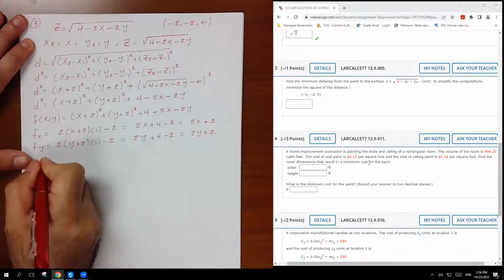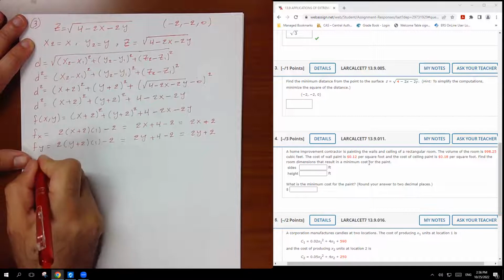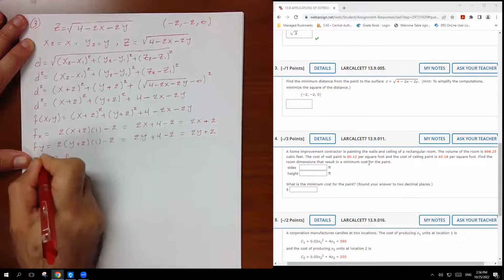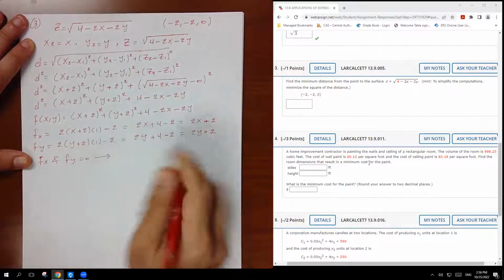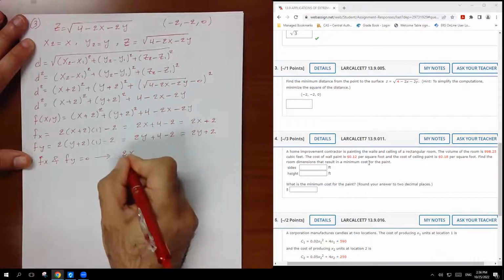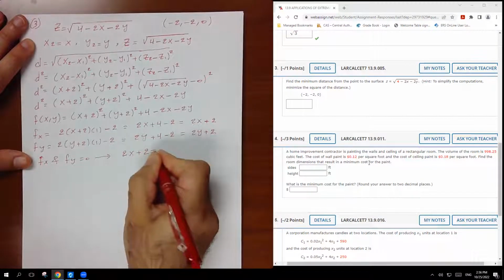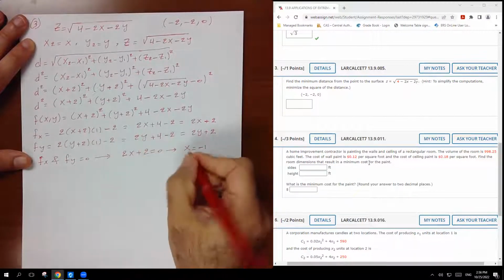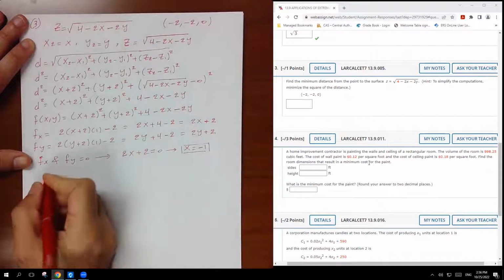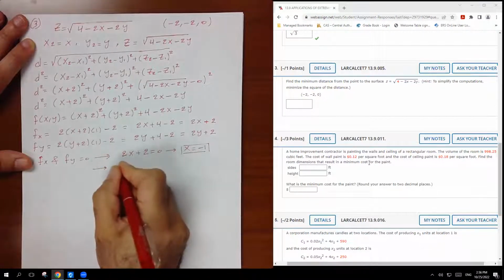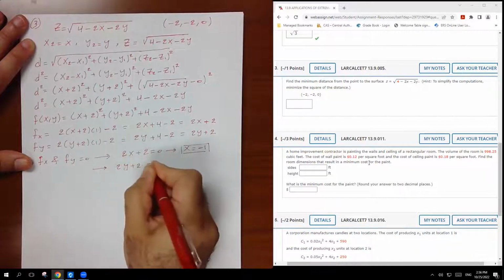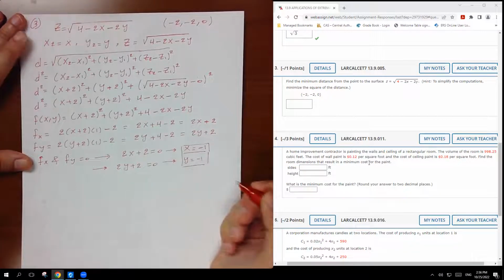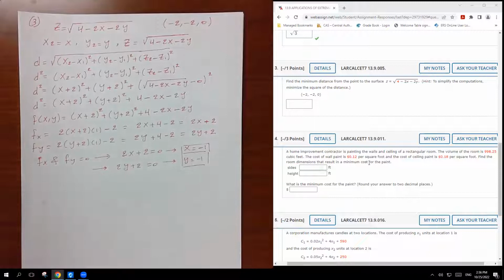That means for critical points, we're going to let f sub x and f sub y equal 0. So the first one is 2x plus 2 equals 0. That means x is going to be equal to negative 1, because negative 2 divided by 2 is negative 1. And f sub y, that means 2y plus 2 equals 0, so y is going to be equal to negative 1. So now we have x equal to negative 1 and y equal to negative 1.